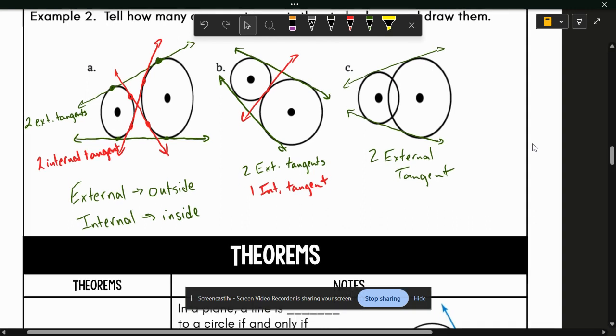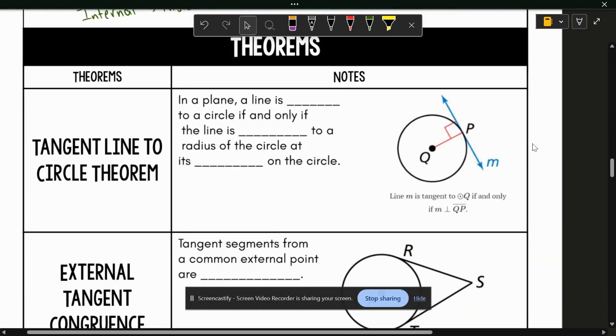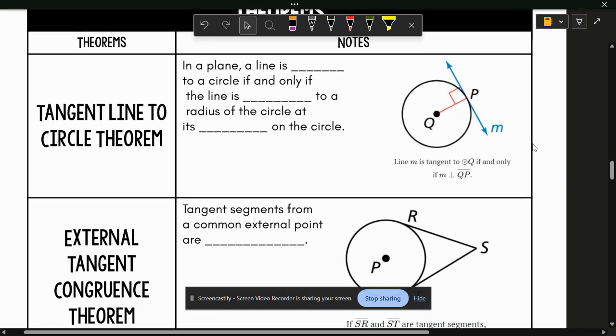All right. Now let's go into a little bit more about tangents. These are the two big things that, especially with algebra skills, help you. The first one is the tangent line to circle theorem. In a plane, a line is tangent to a circle if and only if the line is perpendicular to the radius of the circle at its endpoint.